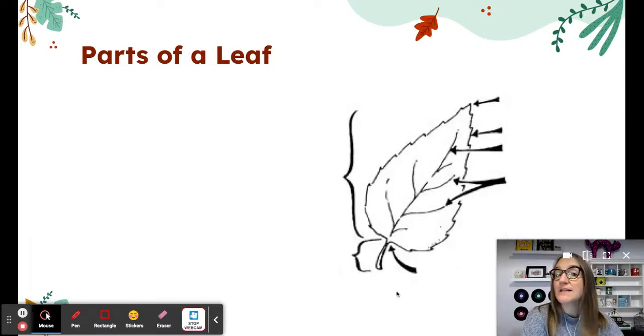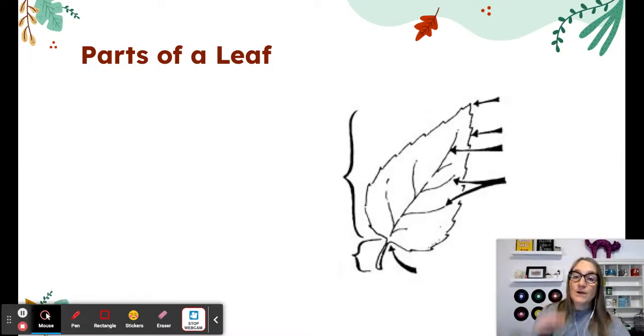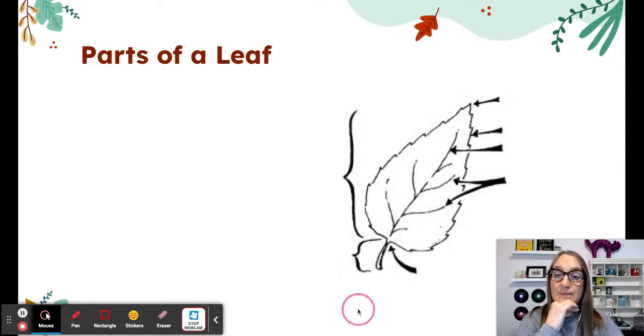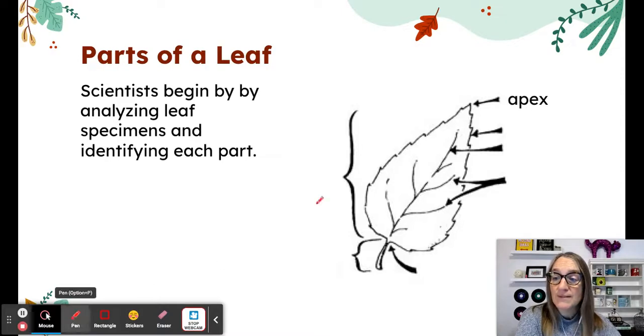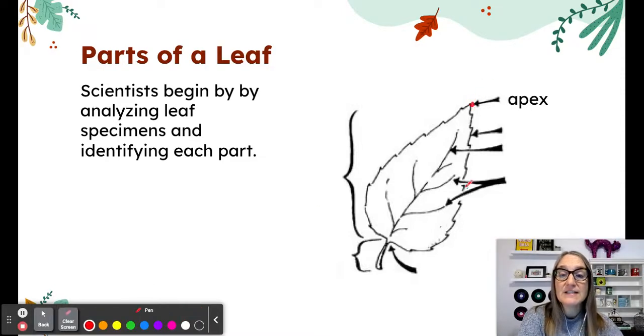Let's take a look at the different parts of a leaf, because scientists use this information to help them find out really important details about what species we might be looking at. And here you go. Scientists begin by analyzing leaf specimens and identifying each part. We start with the apex. That's the very tippy top of the leaf, and it might be pointed, but it might not. But the word apex means the same as top.